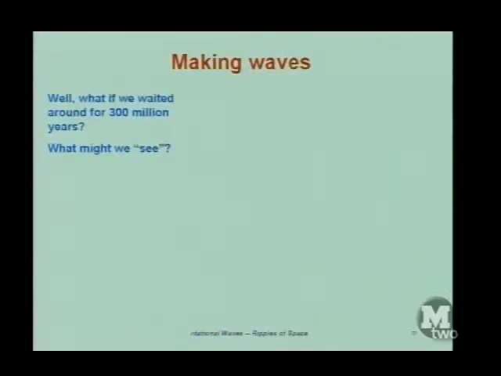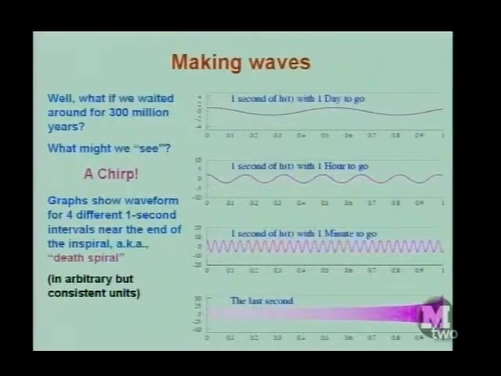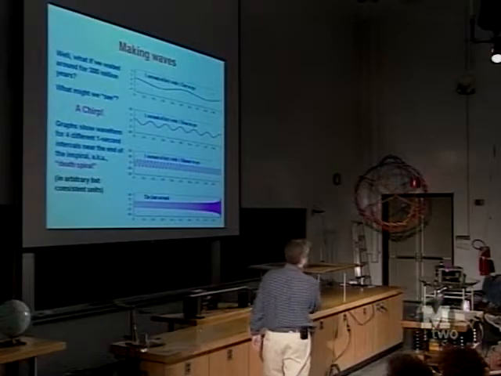Okay, so what if we waited? If we wait 300 million years, what would we see? Well, we would see, or in some sense hear, a chirp. This illustrates that basic idea. On the right-hand side, I have 4 graphs that show you the waveform of a gravitational wave, the oscillations of space, for 4 1-second intervals near the end of this inspiraling process that will take 300 million years. This is with 1 day left to go in the death spiral of the system. You can see that the frequency is about 2 hertz, or 2 crests of this wave in this 1-second period with 1 day left to go.